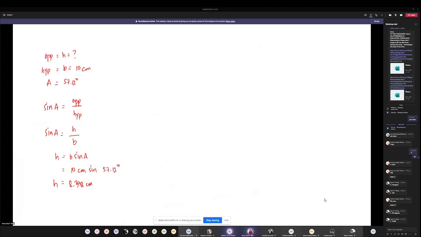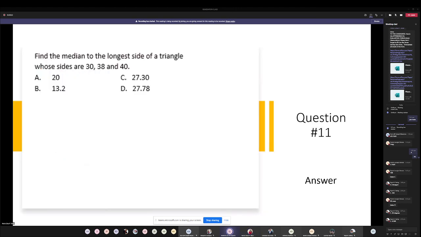So that's using cosine law. You may use sine law, but again, there are many conditions in sine law compared to the cosine law, so it's safer to use cosine law. Okay. Next, find the median to the longest side. So it's still the longest side.